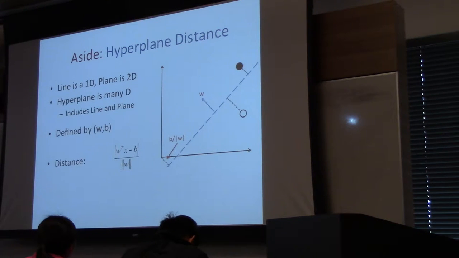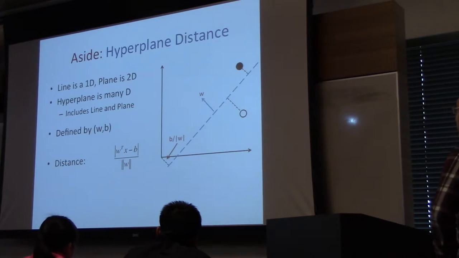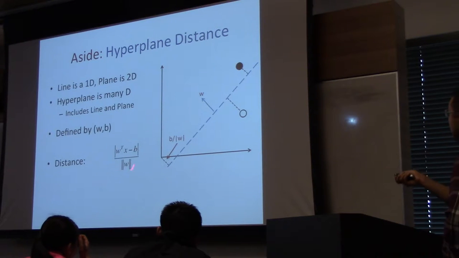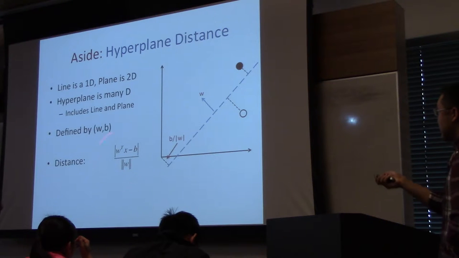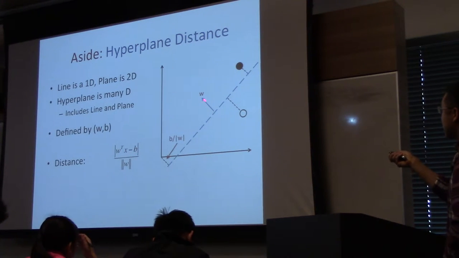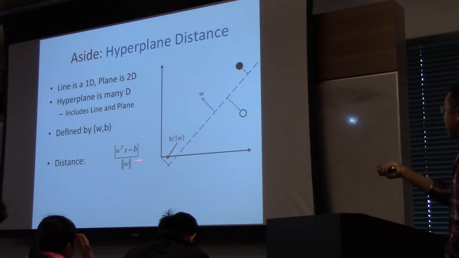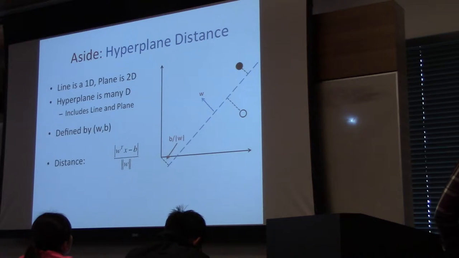And so what does that mean? Well, suppose we have two examples, a positive example and a negative example. Then this is a standard formula for hyperplane distance: the distance from any point x to this hyperplane is defined by this, which is simply the dot product of the normal to the hyperplane with this point, minus the bias, divided by the norm of the normal vector.